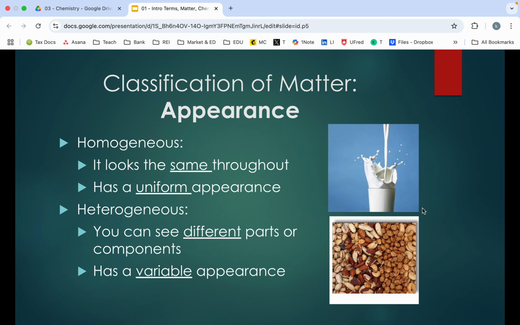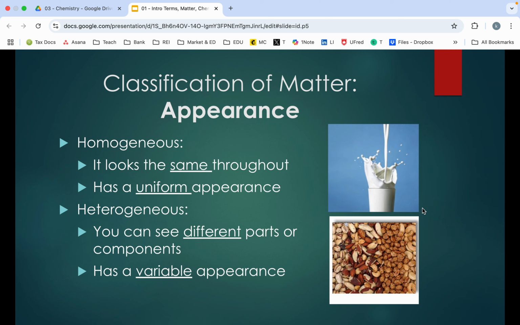Two words I would also add to your definitions sheet are homogeneous and heterogeneous. Homogeneous means it looks the same throughout. It's going to have a uniform appearance. You're not going to see different items in there. Whereas heterogeneous, you've got the snack mix example picture there to the right. You've got different things in there.